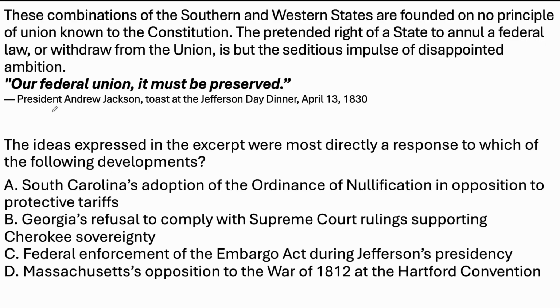So I always read the context here. This is the context. It's very important. It helps you figure out what time period we are in and what's going on. So we're in 1830 with President Andrew Jackson. "These combinations of southern and western states are founded on no principle of union known to the Constitution. The pretended right of a state to annul a federal law or withdraw from the union is but the traitorous impulse of disappointed ambition." And the direct quote from the Jefferson Day dinner was, "Our federal union, it must be preserved." The ideas expressed in the excerpt were most directly a response to which of the following developments?